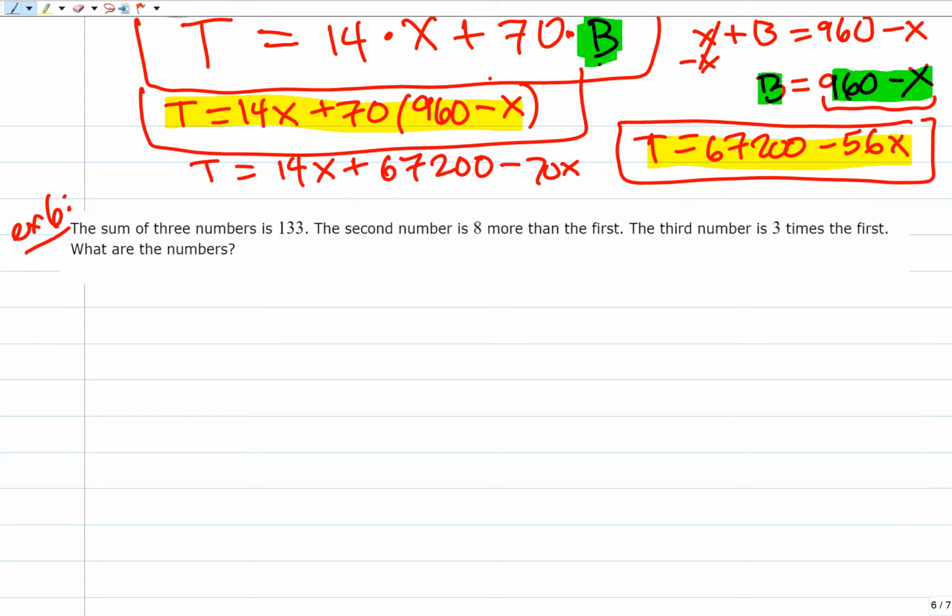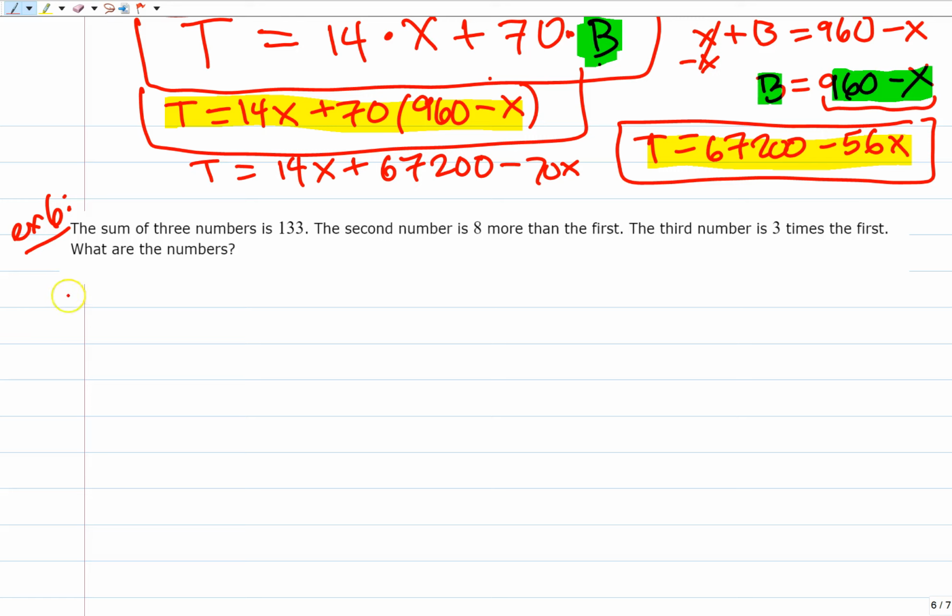The sum of three numbers is 133. The second number is 8 more than the first. The third number is 3 times the first. What are the numbers? We have the option of calling the first number x, the second one y, the third one z. You can do that, but what I'm going to do is I'm going to make an argument. Let's make our lives easier.